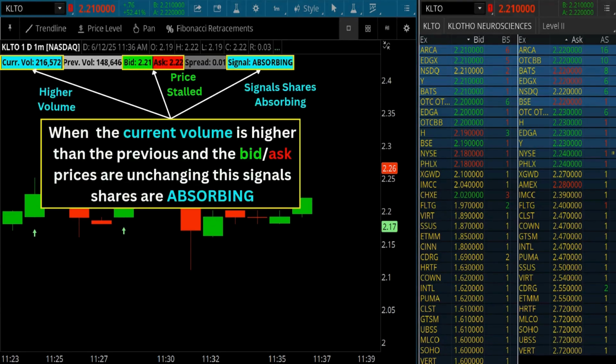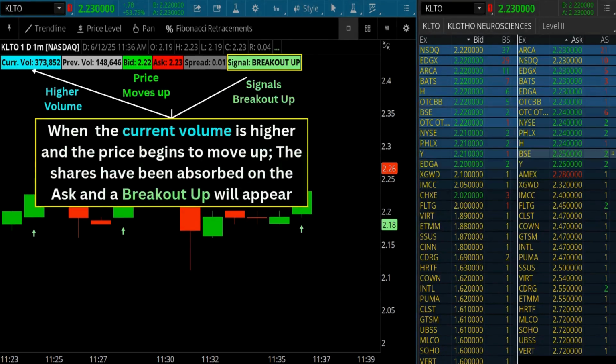If the bid price and ask price are unchanging when the volume is surging, then the signal shown is absorption with a blue label. If the bid and ask price begin to change after the shares have absorbed and the volume is still surging, then the signal will show a breakout. A green label if the price moves higher, breaks on the ask side of level 2, and a breakout down with a red label if the price moves lower, breaks on the bid side of level 2.